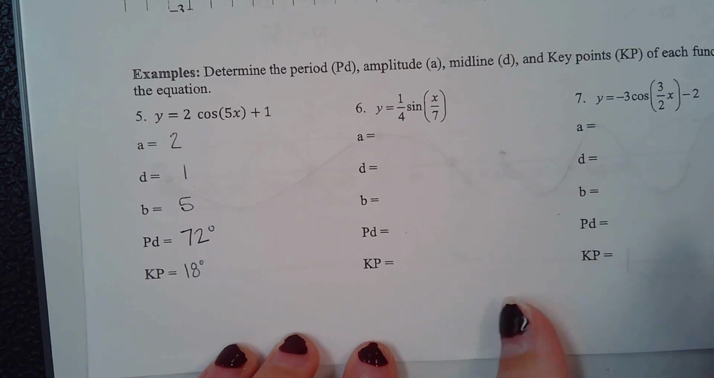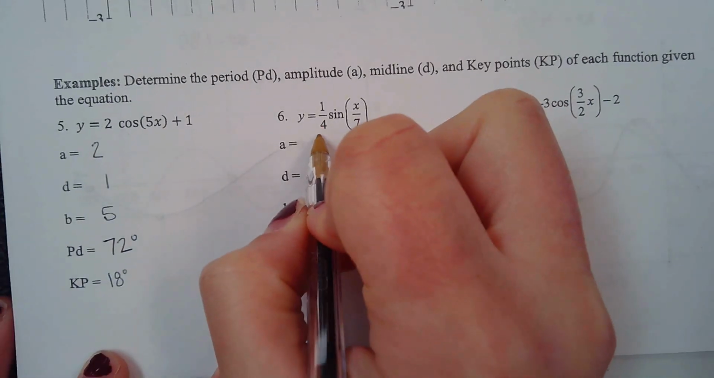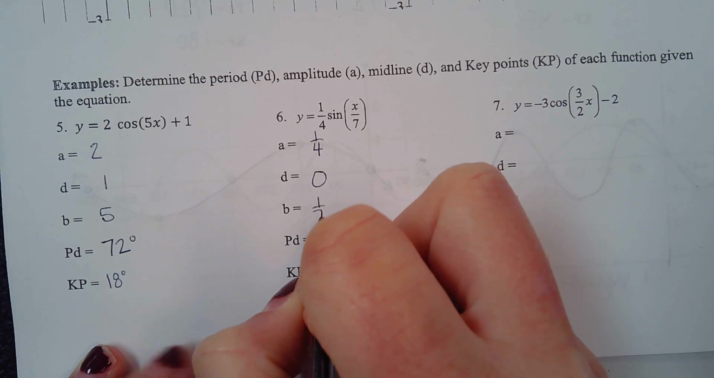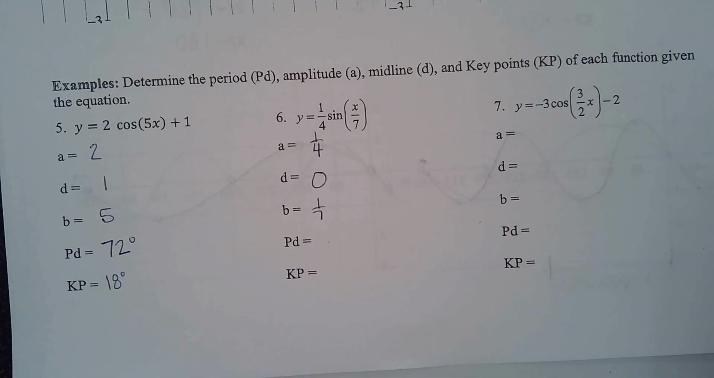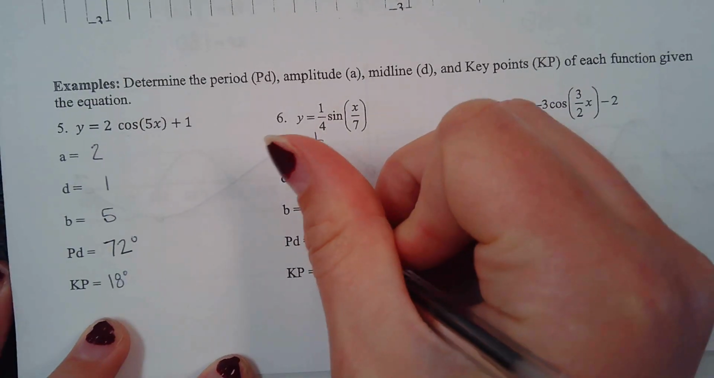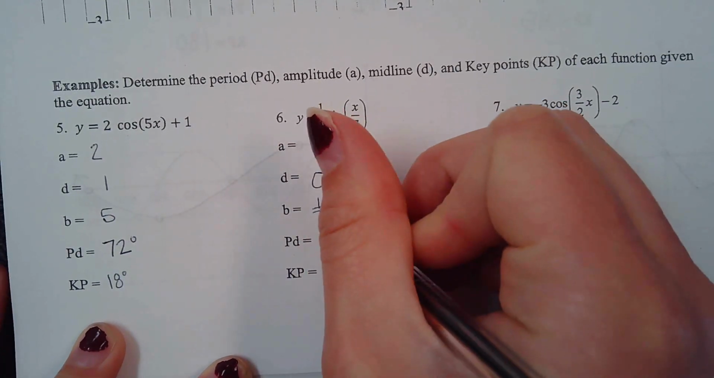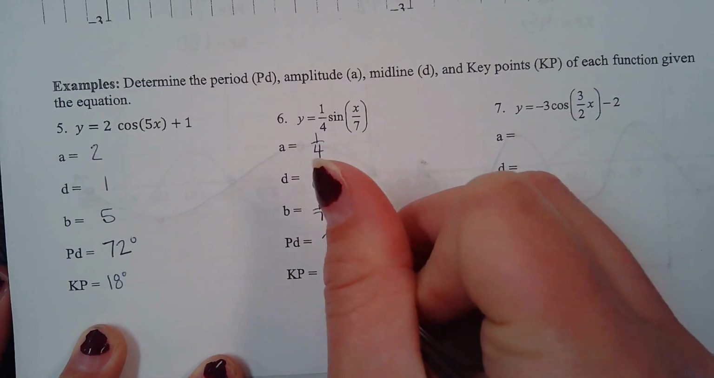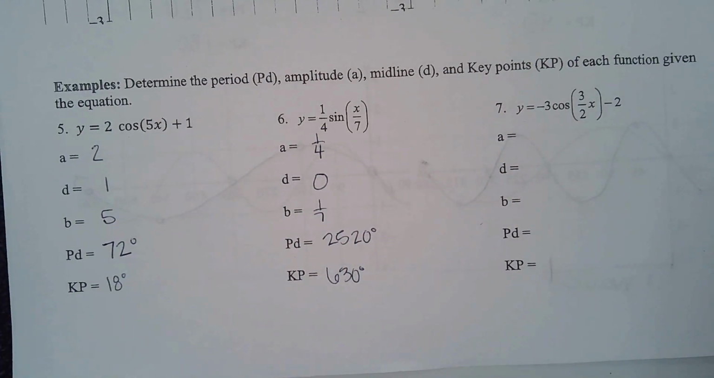So for number 6, what's our A value? 1/4. Your D value. Your B value. 1/7. How do you find the period? 360 divided by 1/7, or times 7, so what do we get? 2520, is that what we said? And then divide by 4 to get your key points, and we get 630. So what happens vertically? Shrink. Horizontally? Stretch, because only a 1/7 cycle is going to happen between 0 and 360.